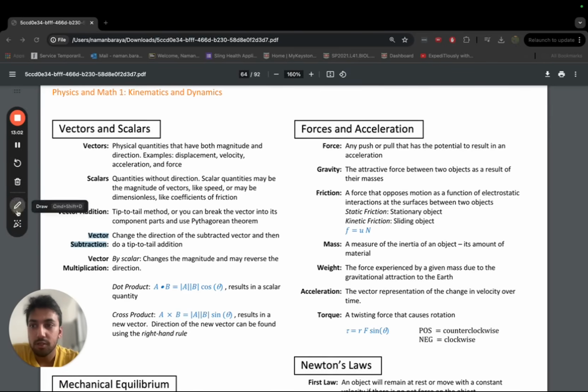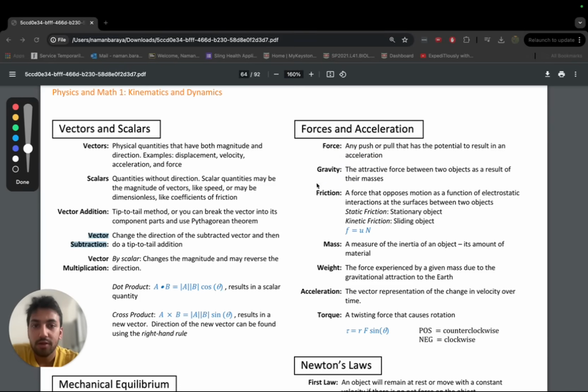So the force is any push or pull on an object that results in acceleration. My dad has this story that he tells me, which is that his physics teacher once asked him to push a wall for 5 minutes, and then asked him, did you do any force? And the answer is actually no, because it didn't result in any acceleration on that wall. So a force is a push or pull that results in acceleration.